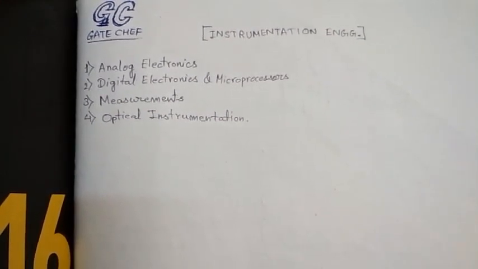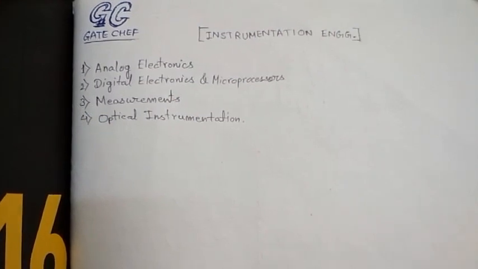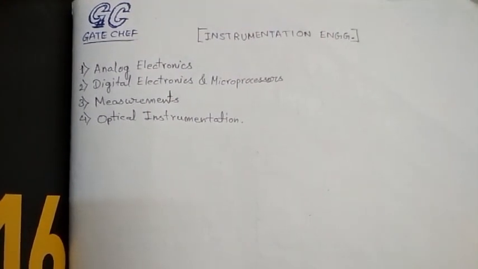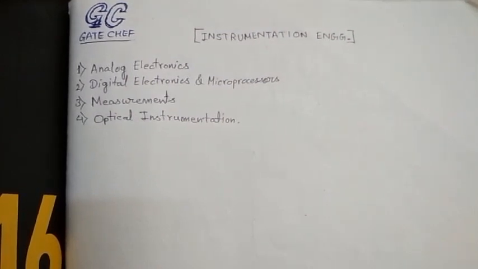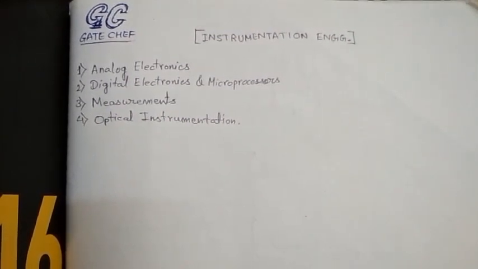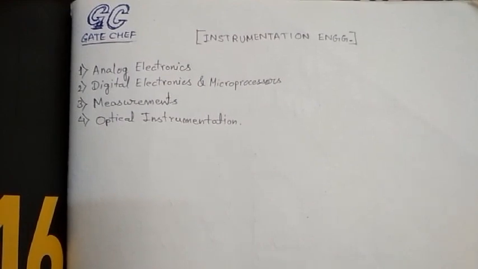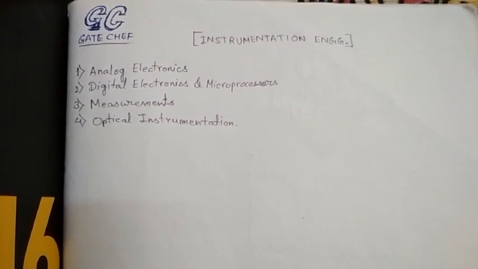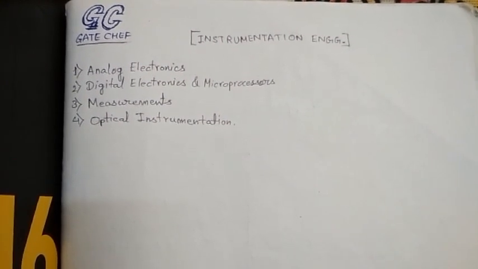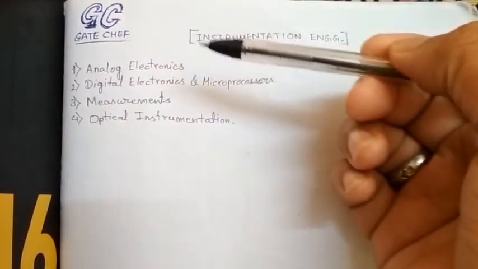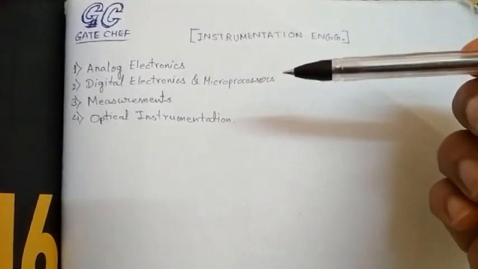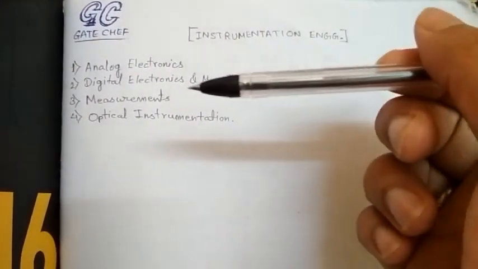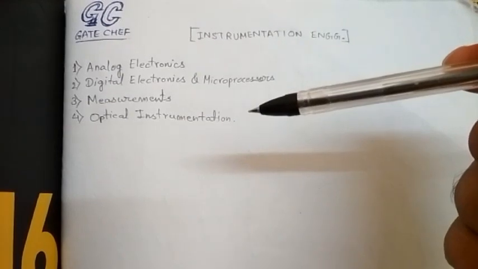In this channel, we will discuss the subjects that are included in GATE, especially for instrumentation engineering. You will be able to receive details about the subjects and develop problem solving skills from the typical problems that will be discussed in the following episodes. For my part, I am going to start with analog electronics, digital electronics and microprocessors, measurements and optical instrumentation.